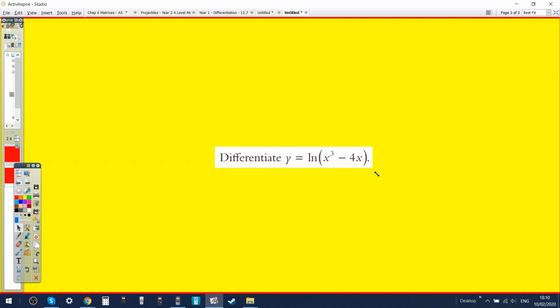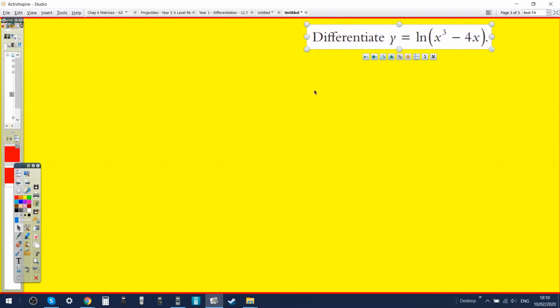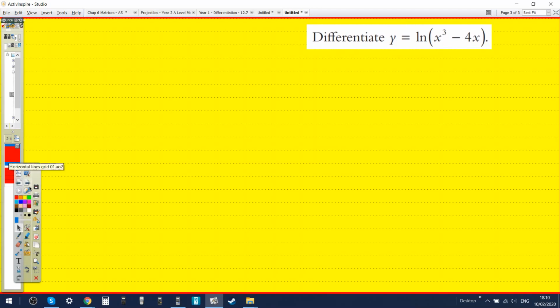So again, chain rule sort of idea. Yep. So u equals x cubed minus 4x, and v is equal to ln u. So u dash is 3x squared minus 4, and v dash is 1 over u. Okay. So then it's just 3x squared minus 4 times 1 over x cubed minus 4x.